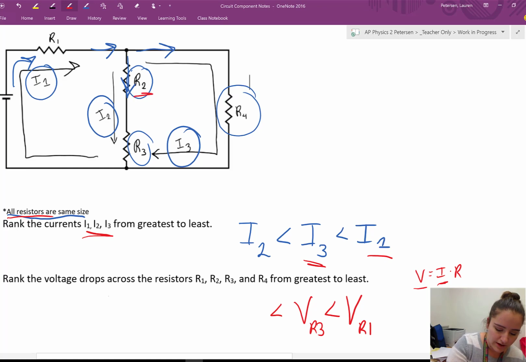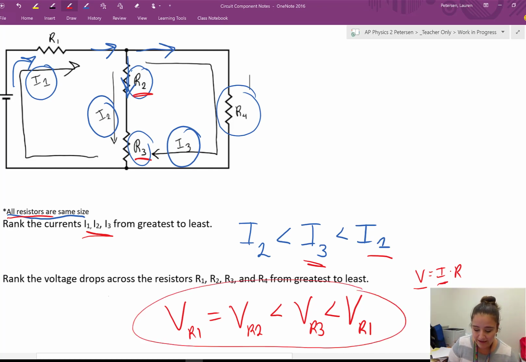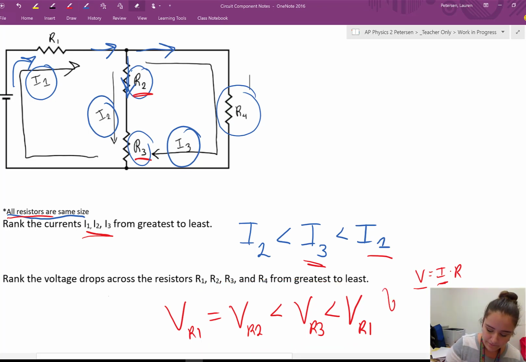Now, R2 and R3 have the same current flowing through them, and they have the same resistance, so they're going to get the same amount of voltage. So the voltage across R2 is going to equal the voltage drop from R3. And we know that when you add all of these voltage drops to get, nope, sorry, that's a lie. Yep. When you add the voltage drops together for a closed loop, it'll get the battery voltage.